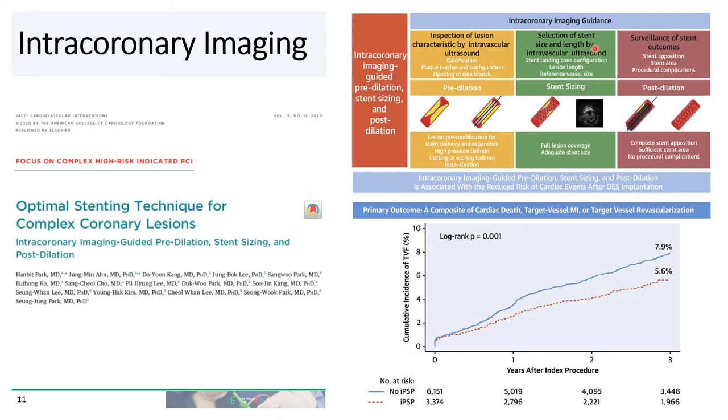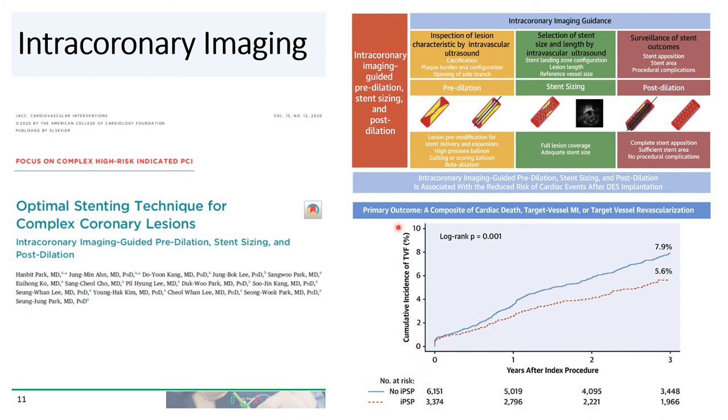And then after that, you use, again, intracoronary imaging to select your stent size and stent length and to ensure full lesion coverage and adequate stent diameter as well as stent length. After you've deployed the stent, you then again use intracoronary imaging to look at stent apposition, stent area, whether there's any evidence of edge dissection, and then you treat accordingly with appropriate post-dilation or further stenting to tack up any edge dissections. So their primary outcome was a composite of cardiac death, target vessel MI, or target vessel revascularization.